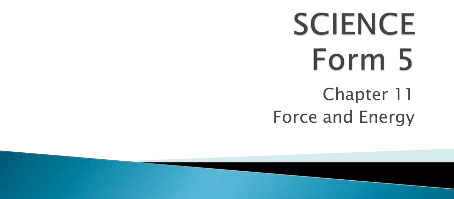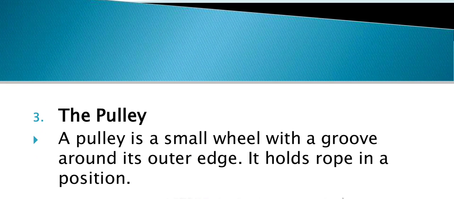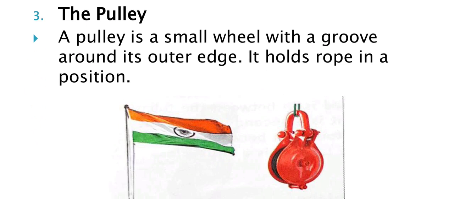Today we are doing the third part of chapter 11, Force and Energy. In the previous video, we had done simple machines. Levers, inclined plane, wheel and axle, pulley and screw are the examples of simple machines. Levers can be classified according to the position of the fulcrum, the load and the effort. Yesterday's video you had watched. Inclined plane is a slope which makes our work easier.